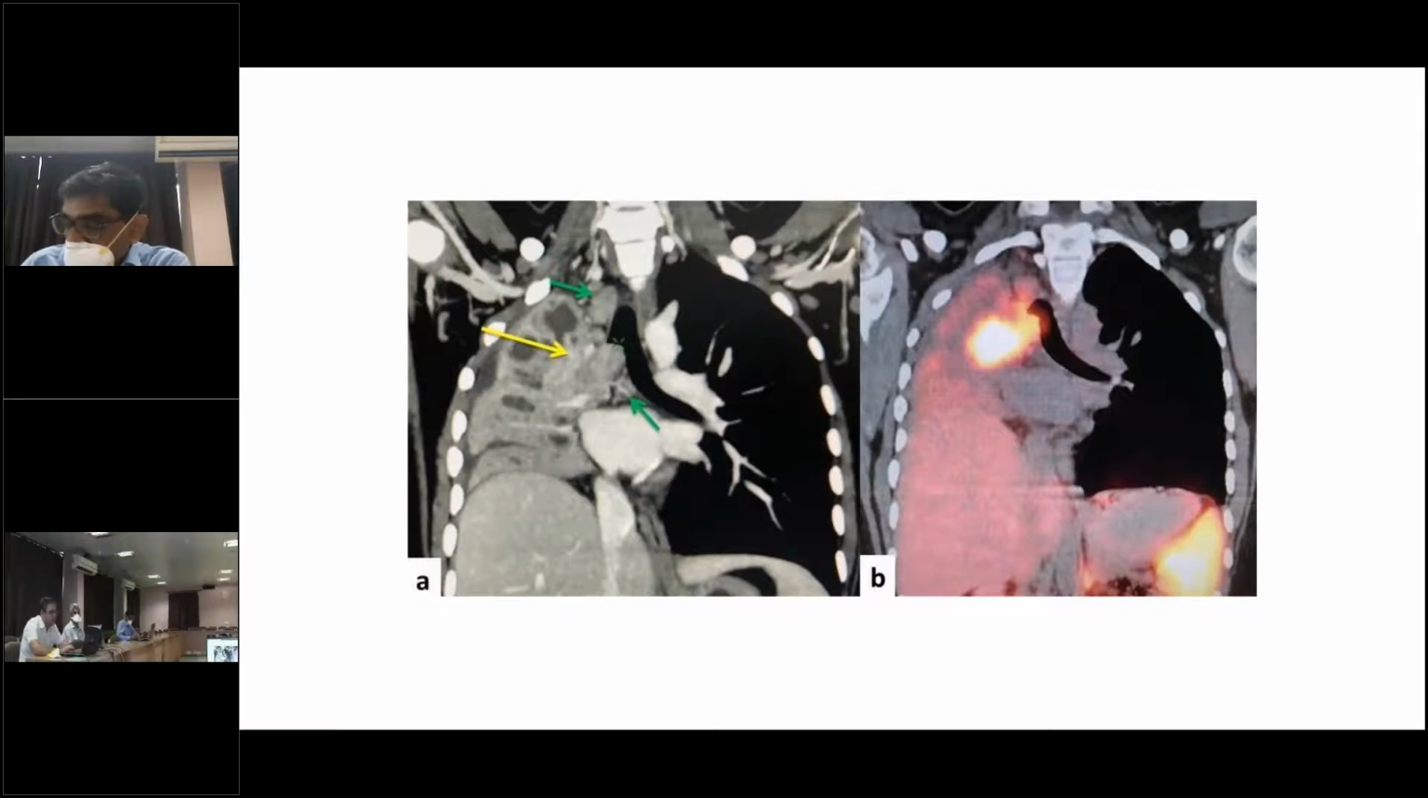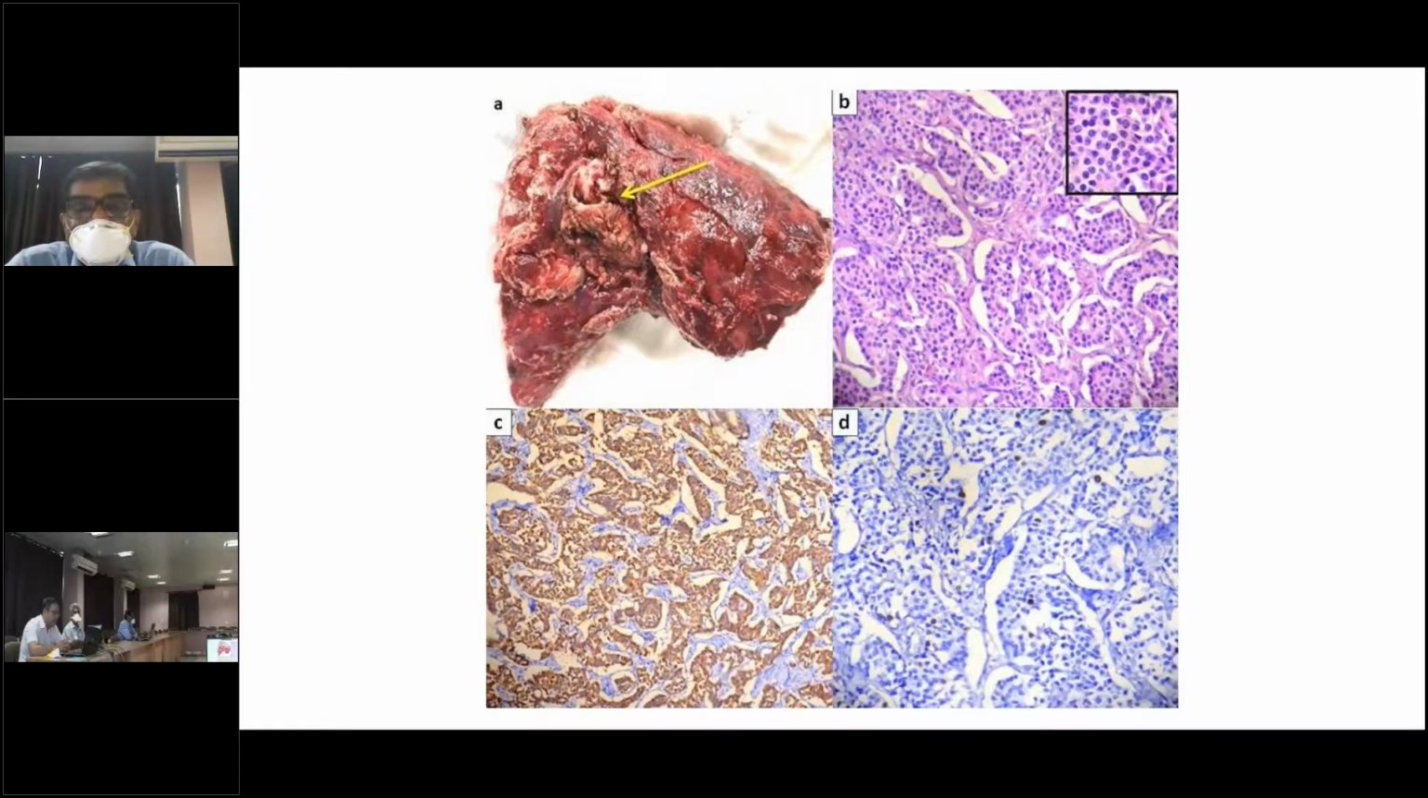So we took Dr. Amit Kesri also into the loop in this patient, and then we proceeded. Then we went along with the operation in the pediatric surgery operation theater itself, and this is the resected specimen of the lung, which is showing carcinoid inside the right main bronchus.